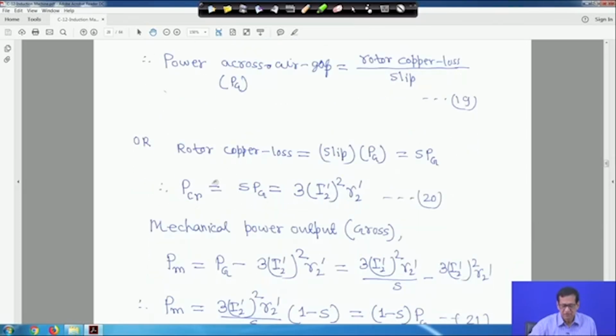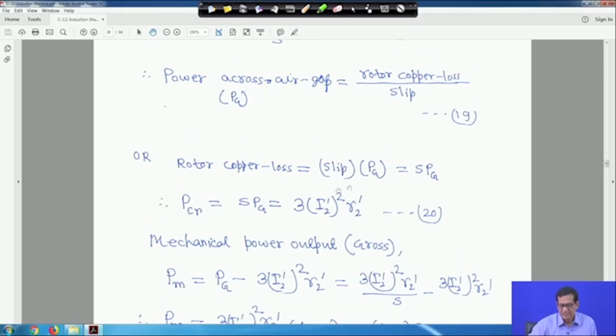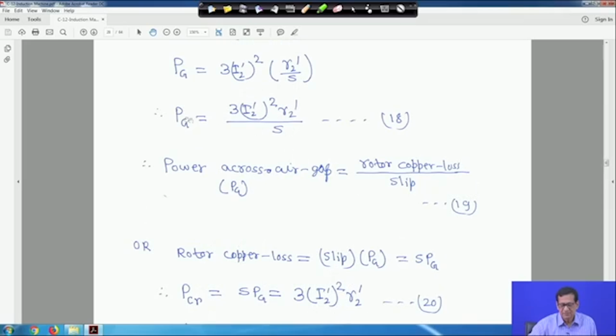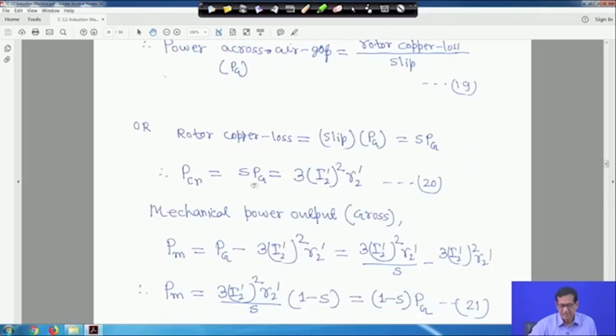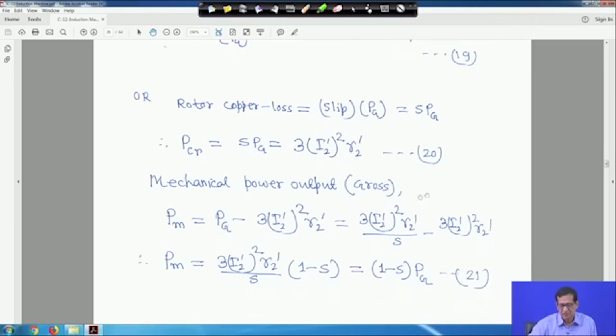The rotor copper loss, which we represent by PCR, is equal to S into Pg. If you cross multiply, S into Pg is equal to 3 I2 dash square into R2 dash. Therefore, you can write rotor copper loss S Pg is equal to 3 I2 dash square into R2 dash. This is equation 20.